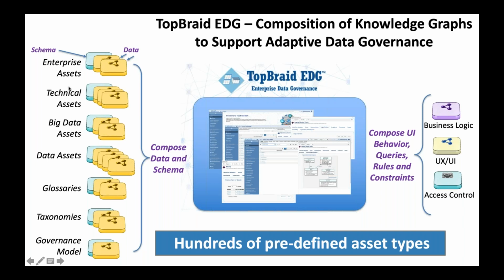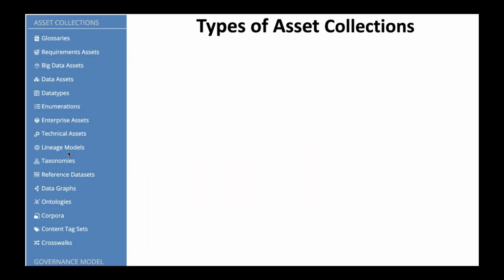Here on the left, you see the various asset collection types that are shipped with TopBraid EDG. Let's take a look at them in more detail. When you're working in TopBraid EDG, you see the collection types available to you in the left-hand blue navigator. In your installation of TopBraid EDG, you may see a smaller number than I'm showing here, because the type of asset collections that you have available depends on your license and license terms.